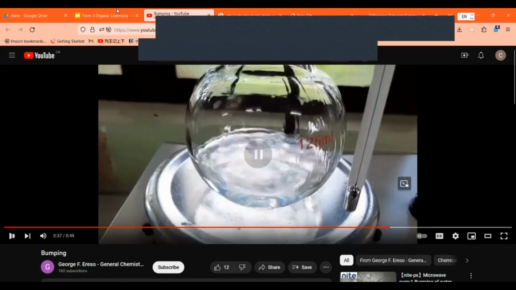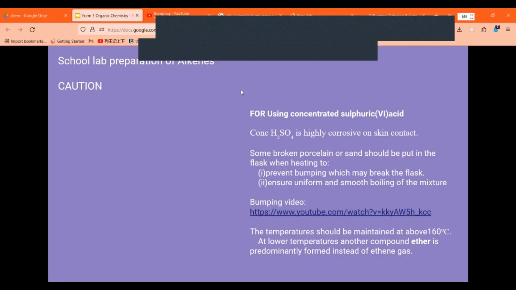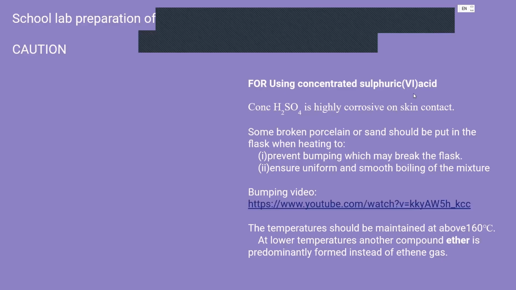So again, this is bumping, and it can be quite dangerous. Bumping can sometimes explode the molecule, and sometimes it can explode the flask, or it can move the flask around and not boil very evenly, which sometimes causes the reaction to not work as well. So what you want to do is put in some broken porcelain, some sand, or a boiling chip, or like they mentioned in the video, a magnetic stirrer.